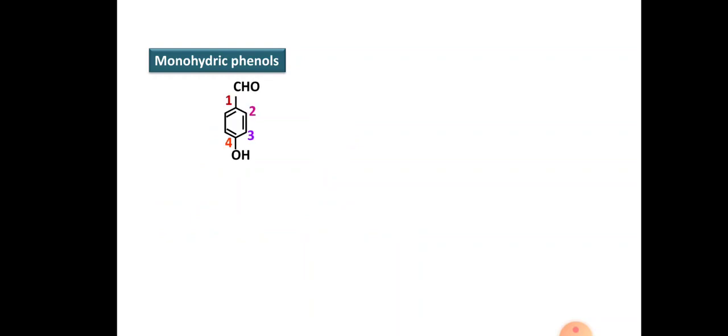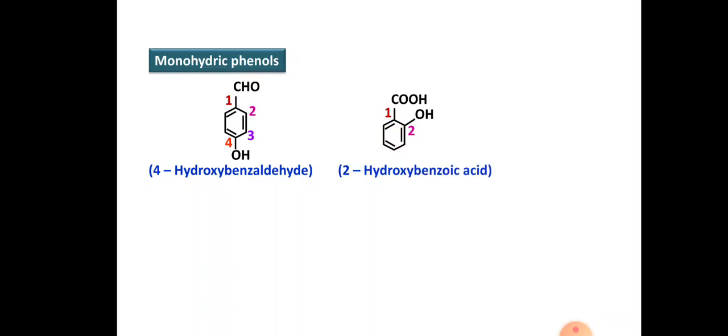Then if the phenol contains one more substituent, another functional group such as an aldehyde, then the numbering starts from this aldehyde: 1, 2, 3, 4. The name of this compound is 4-hydroxybenzaldehyde. Suppose an acid is present, C double bond OH, a carboxylic acid, then it gets the first number, then the hydroxyl group 1, 2, the name is 2-hydroxybenzoic acid.